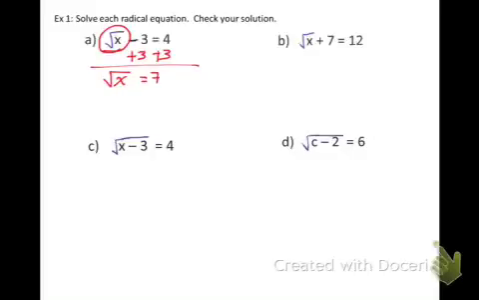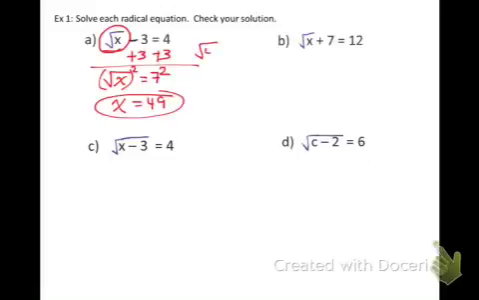Equals 7. And then to get rid of a square root, because we want to find out what x equals, you just square it. But if I square one side, I have to square the other side of the equal sign too. So it's now going to be x equals 49. And there you go.